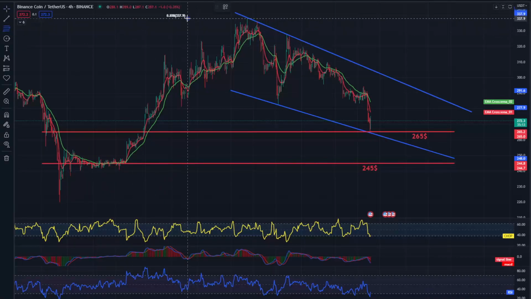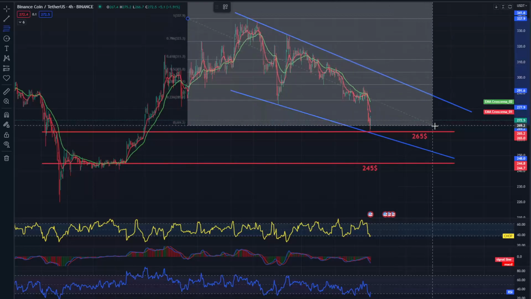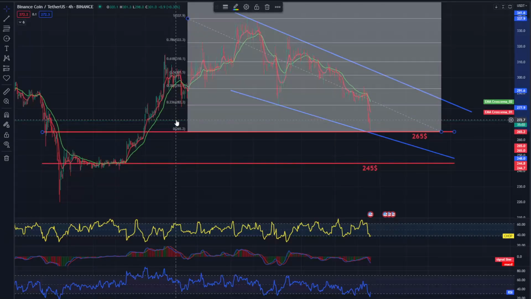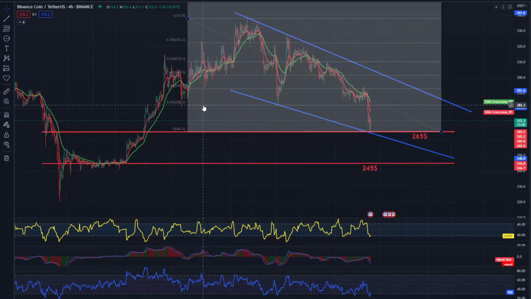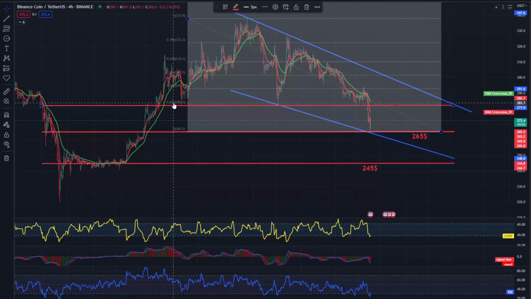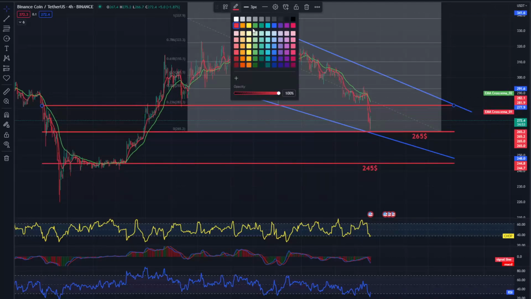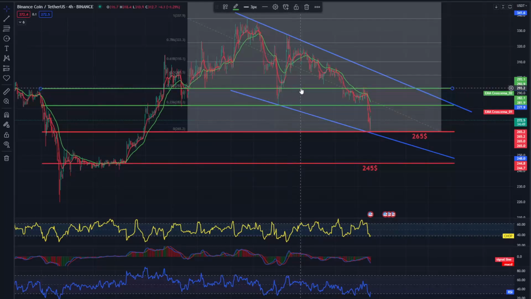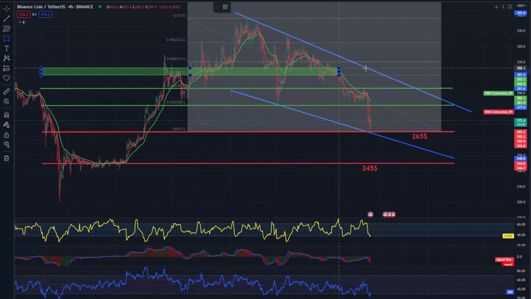Looking the other way, we can similarly determine the places of resistance that the price has to face. And here we see that the first resistance is at $282. The second resistance is at $293. And then there is a strong resistance zone from $302 to $310.